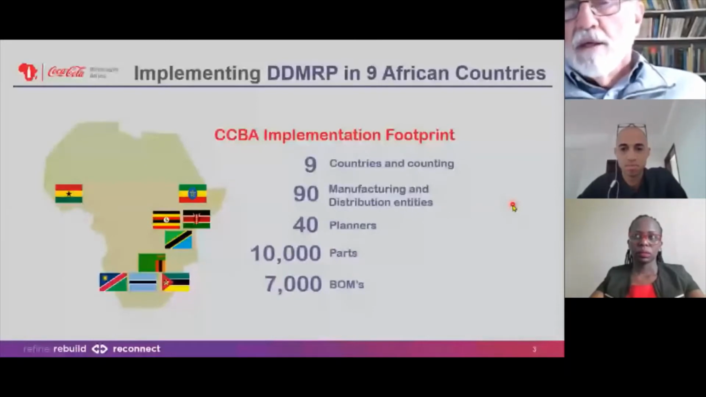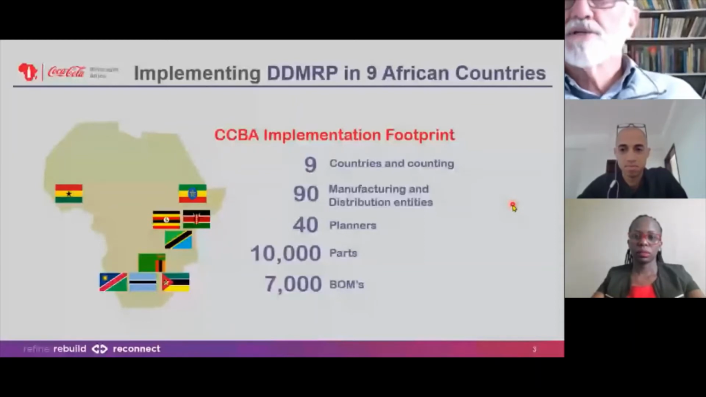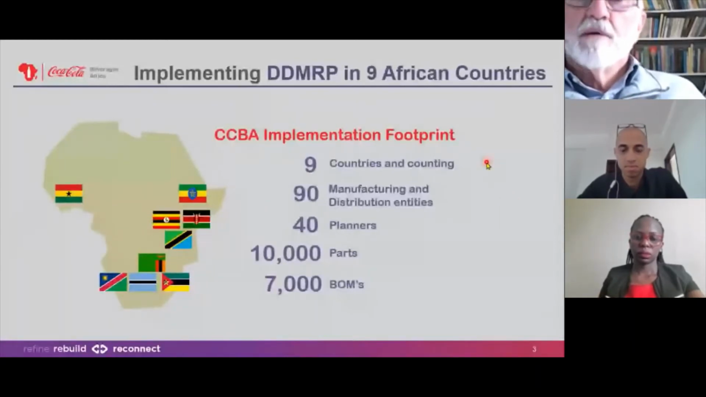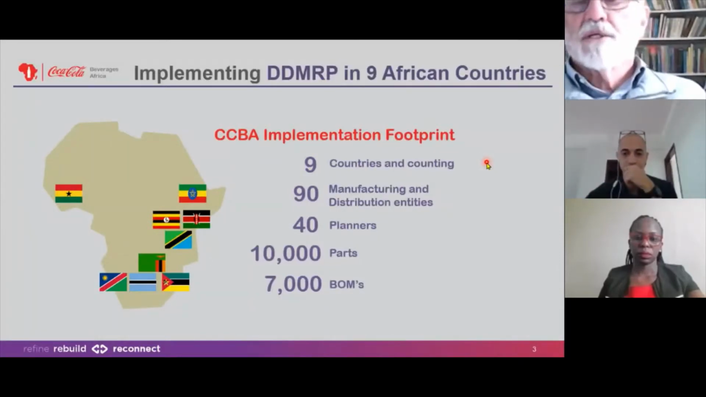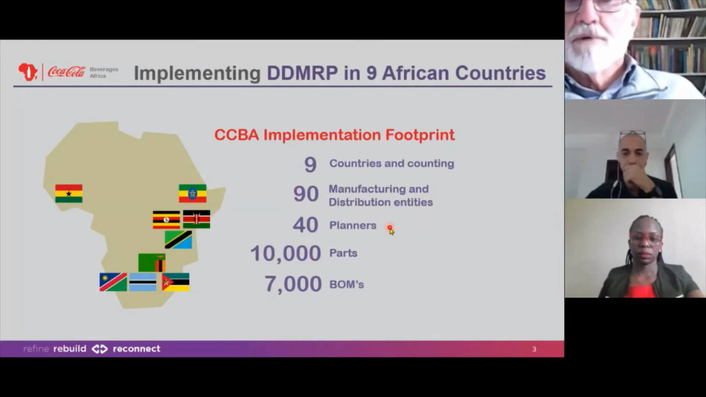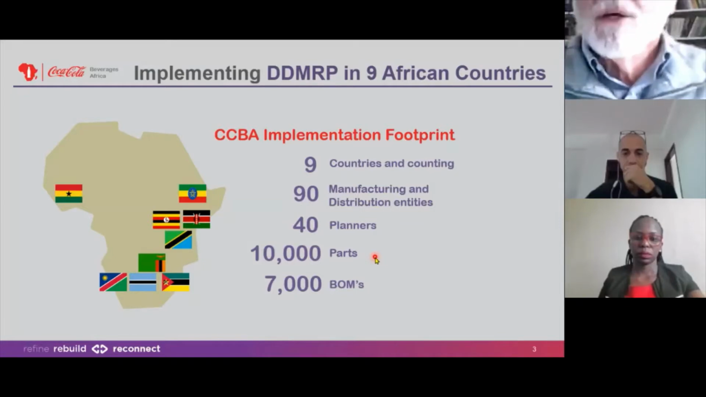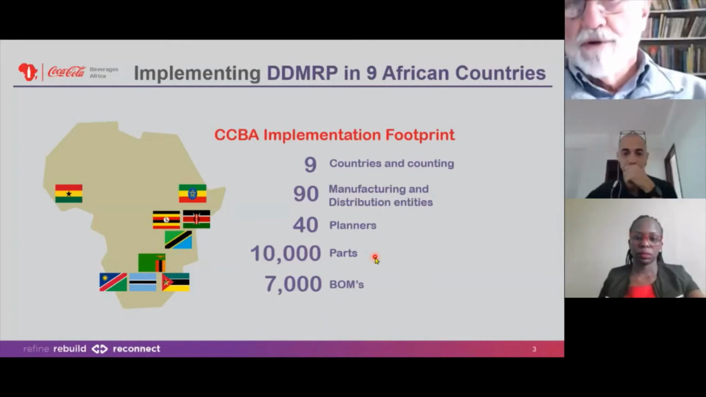So let me just have a look at the generic implementation. The implementation we did with Coca-Cola in Africa, currently there's 9 countries that have gone with DDMRP. In those 9 countries, there are somewhere in the region of about 90 manufacturing and distribution sites across the continent. There are about 40 planners that are using the system to plan materials in the DDMRP system. And in total, there are about 10,000 SKUs in the system and about 7,000 bills of materials.